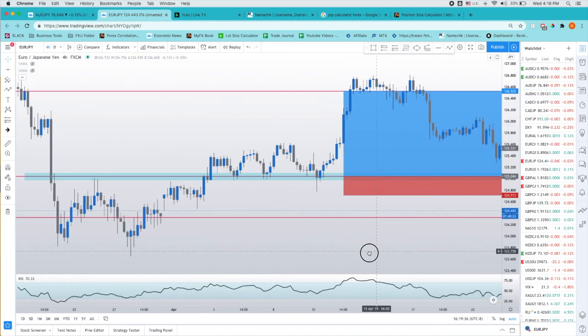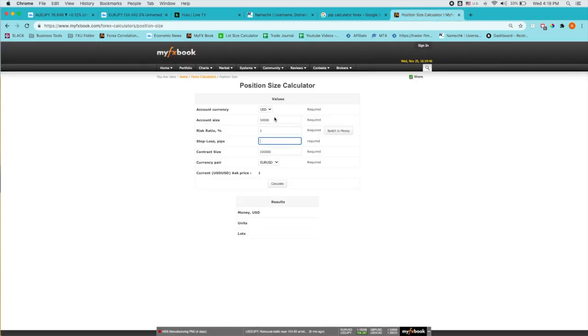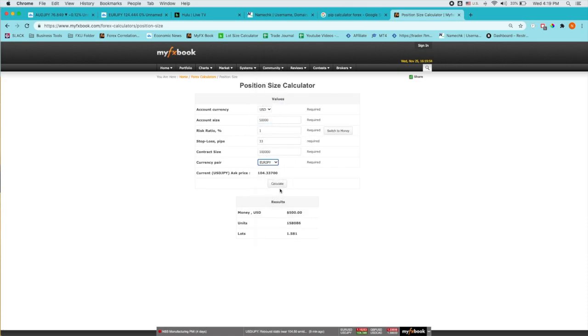Right? So this is a 10x trade right here. It doesn't matter because you always want to risk 1%. And so right here, 33 pip stop loss on a $50,000 account. I type in those coordinates. I go to my pair. So this would be Euro JPY. And then I calculate it. So 1.5 lots. That is what I'm going to enter when I execute my trade.